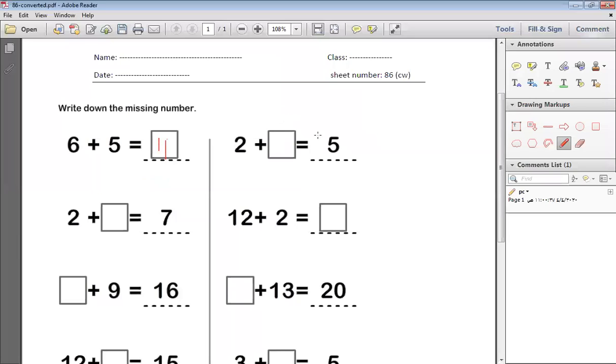Okay, here. Here is the missing number. 2 plus how many gives me 5?